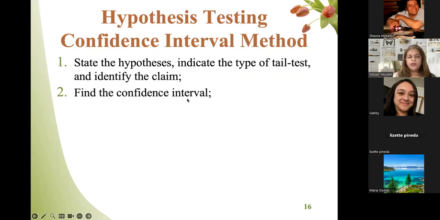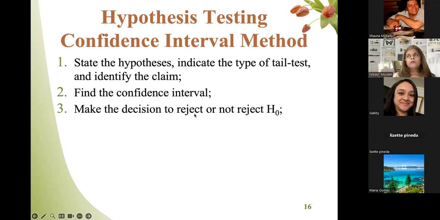Then in the second step, you have to find the confidence interval. You do not find the p-value or critical value. You find the confidence interval. You do not find the test value either. So 2 of the steps, finding either the p-value or critical value, and also finding the test value, are gone from the traditional and p-value methods. They are combined into 1 step, finding the confidence interval.